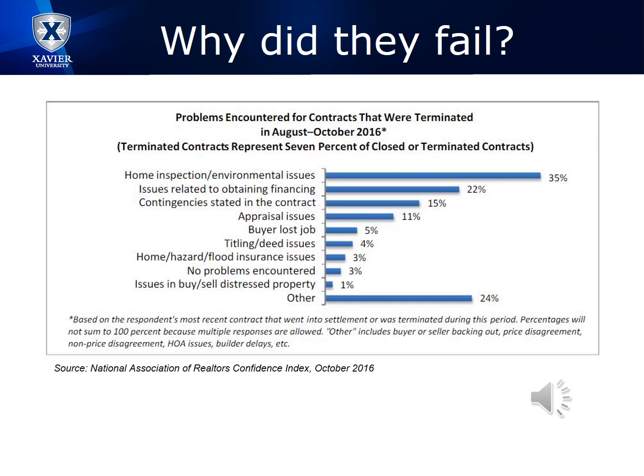15% from unresolved contract contingencies. 11% from appraisal issues. 5% from a buyer losing their job. 4% from titling issues. 3% from insurance issues. And 28% from all other issues.